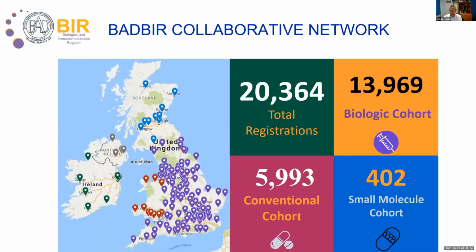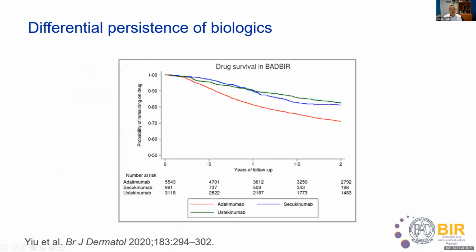For the rest of the talk, I'm going to focus on some UK work that I've been involved in, which relates to BADBIR and also BSTOP. BADBIR is one of the largest collections of registry data with more than 20,000 registrations, almost 14,000 on biologics and almost 6,000 on a control cohort of conventional systemics. So it's a very powerful cohort.